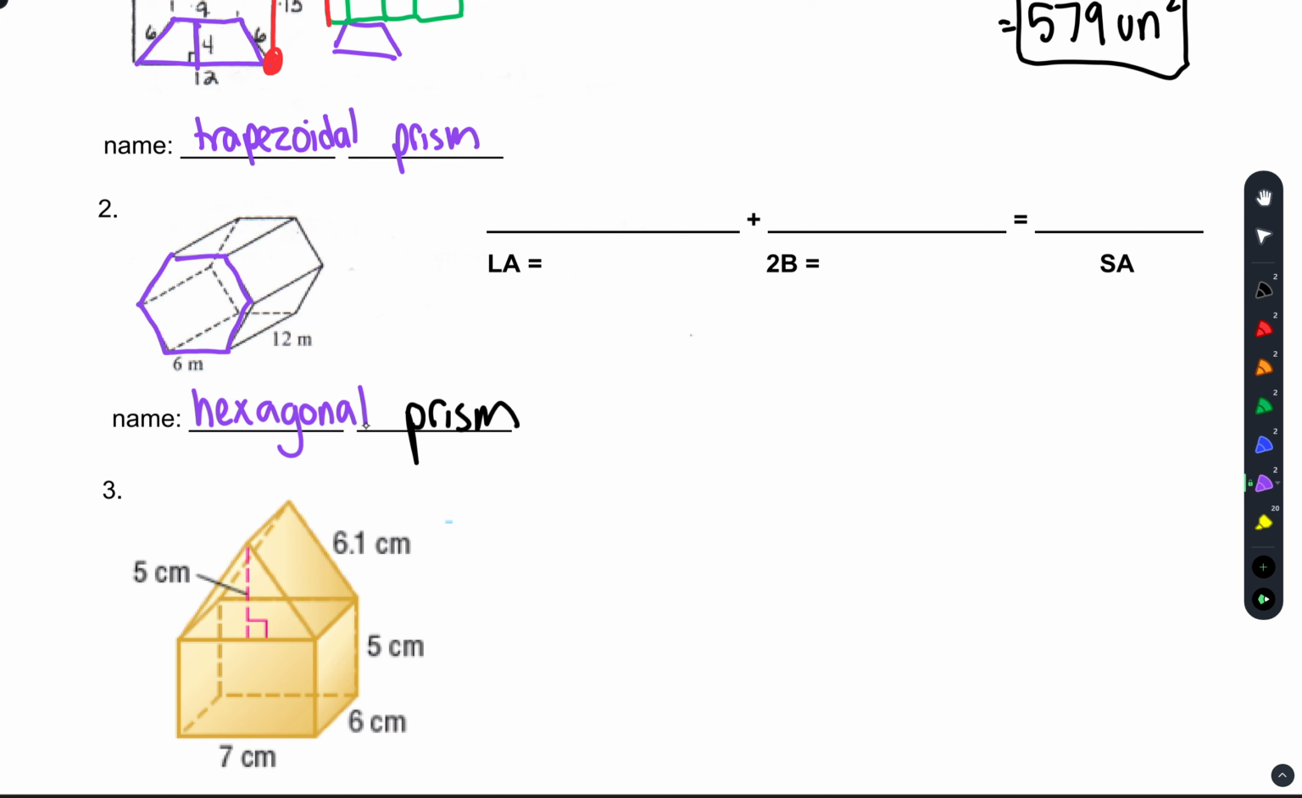Okay, let's work out our formula. First things first, lateral area. I'm not going to draw the whole net this time. Lateral area is perimeter times height of the whole shape. The perimeter of my base, which is a hexagon, each one of those pieces is 6, and there's 6 sides. So the perimeter is 6 times 6. The height of my whole shape is the distance from one base to the other base. So that's 12.